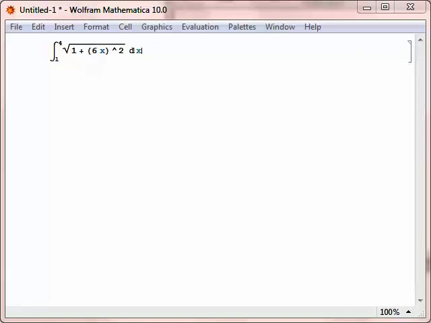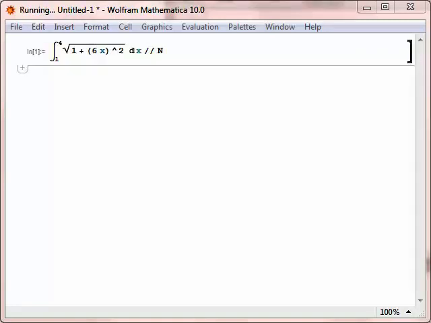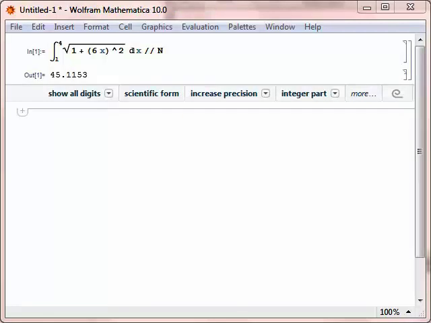Now this integral gives an exact answer, and the exact answer is rather messy and hard to interpret. We'd rather have a decimal answer on this one rather than an exact answer. So to force Mathematica to give me a decimal answer, I'm going to include a //N, and then hold down Shift and push Enter, and that gives me the answer for the length of the curve.